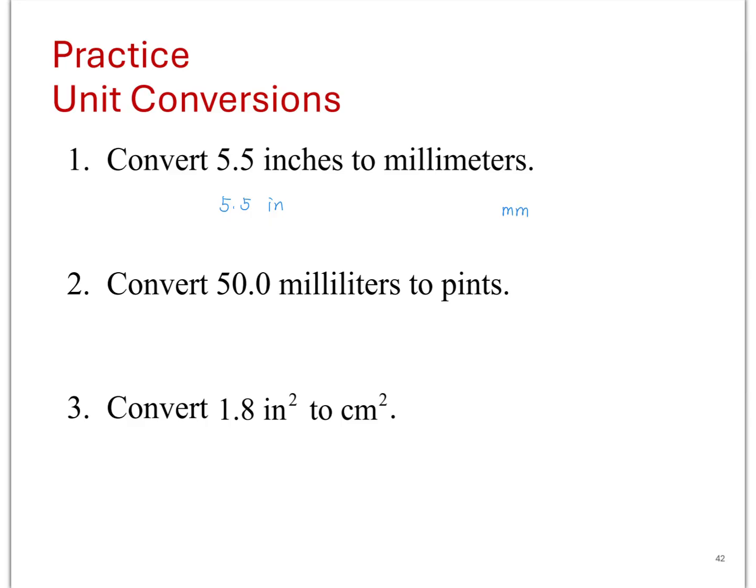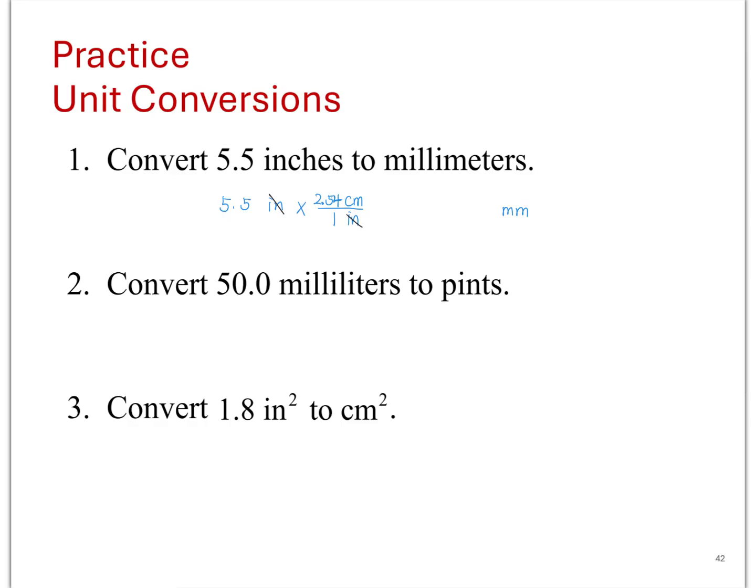Okay, so for 5.5 inch, we don't know the conversion to millimeter, but we know inch to centimeter. So the centimeter will be our bridge, and 1 inch is 2.54 centimeters. 2.54 is an exact number, so this will be given. With this operation, first I cancel out the inch, so now I'm left with centimeter.